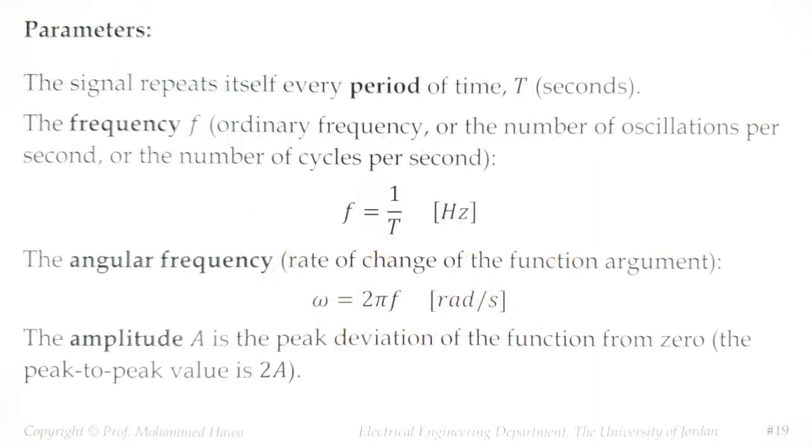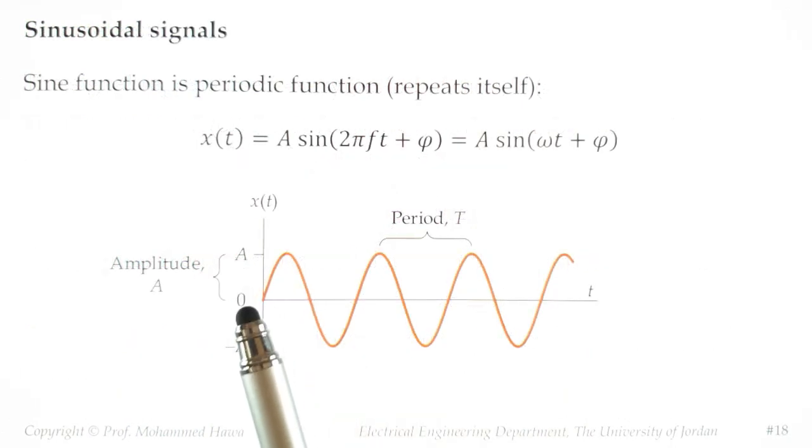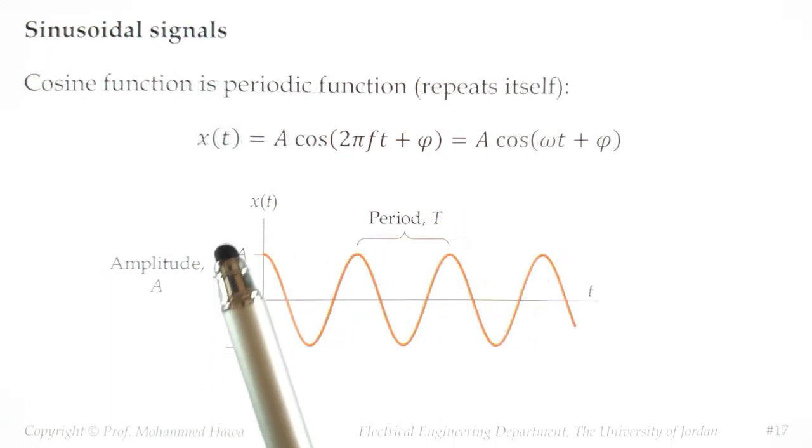The other important parameter for a cosine and sine is the amplitude. The amplitude is the peak deviation of the function from 0. So this distance here, this value here, is the amplitude of the sine function. And this here is the amplitude, the peak deviation of the cosine function.